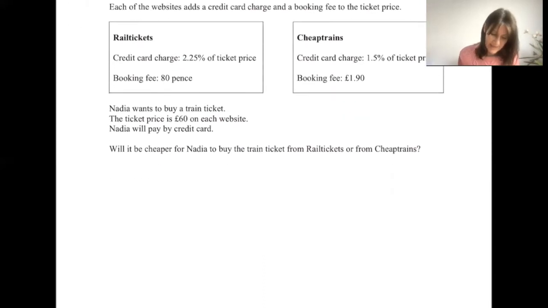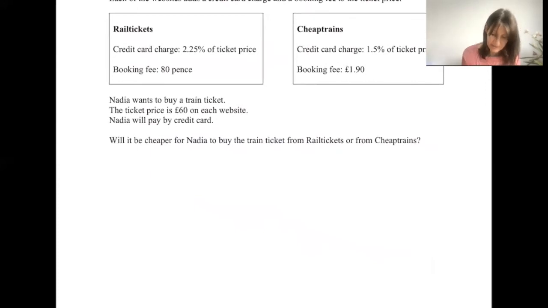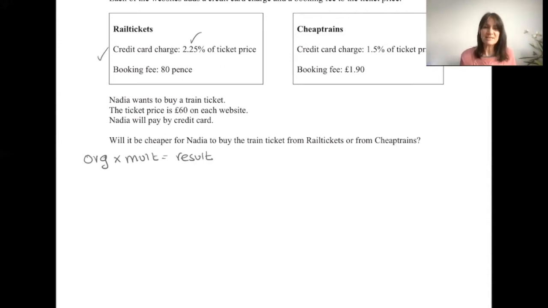Okay, so again, we're going to be seeing the methods that I use in class. So we use original times multiplier equals result every time we see an increase or decrease question with a percentage. We call it a 2-tick check. So if you can get 2 ticks out of the question, you're going to use this. So I've got my percentage tick. It's on about an increase that is happening. These are charges that are being added, so it's an increase.